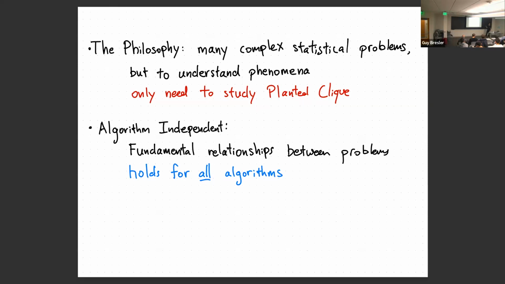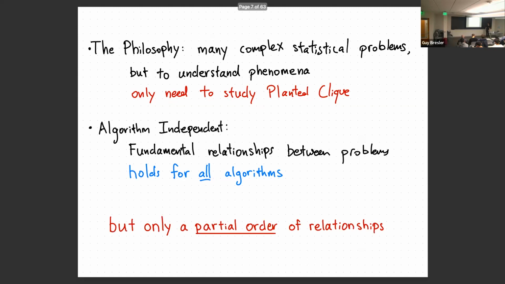That's not to say that studying restricted classes of algorithms isn't useful. It gives a sort of complementary perspective. For one, it really raises the stakes in understanding a problem like Planted Clique. And second of all, one can get certain insights from studying restricted classes of algorithms even for these statistics problems. So these approaches are very much complementary.